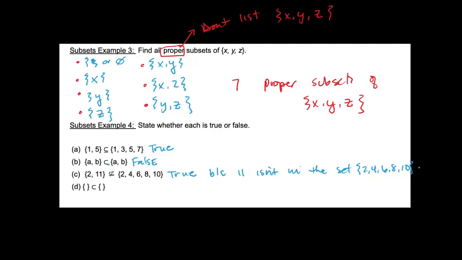And then the last one, the empty set is a proper subset of itself, is how you say that. So the empty set is a proper subset of itself. And I would say false because a set cannot be a proper subset of itself.